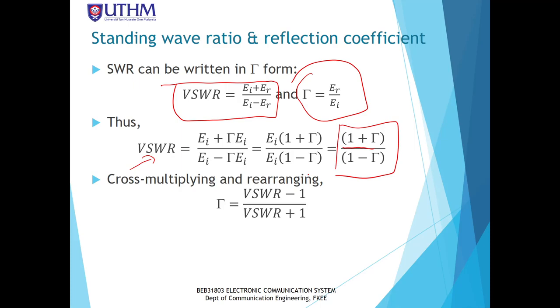1 plus reflection coefficient divided by 1 minus reflection coefficient. By cross multiplying and rearranging these equations, you will get the reflection coefficient equal to VSWR minus 1 divided by VSWR plus 1. So no unit for this parameter. There are many ways to calculate VSWR and also the reflection coefficient.